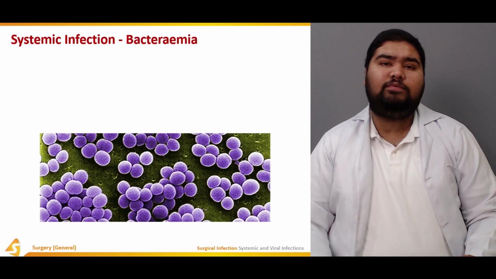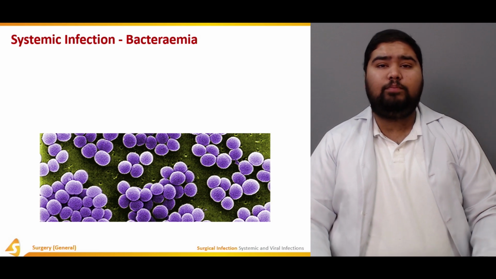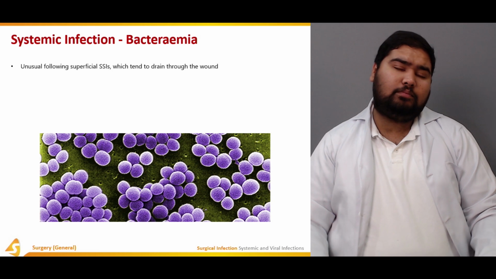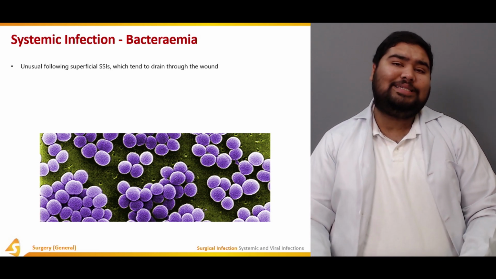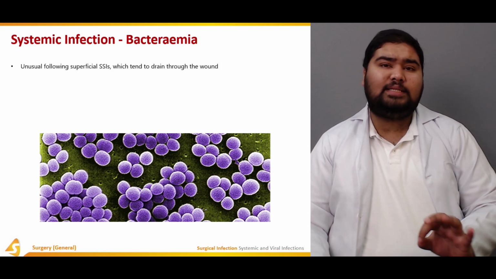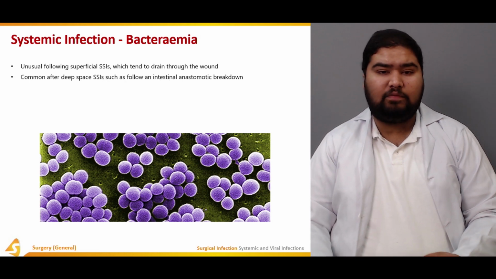So starting off with systemic infection, that is the bacteremia. There are four important sources. The first is unusual, which may follow a superficial surgical site infection. This can occur when the surgical site infection tends to drain through the wound itself.